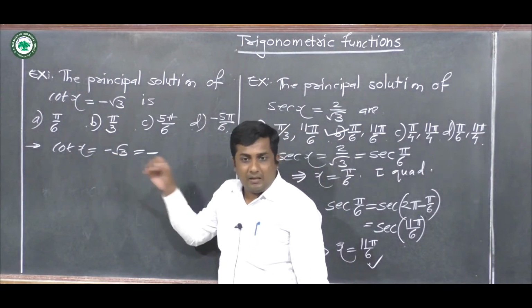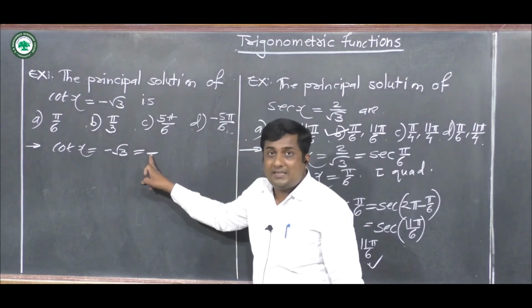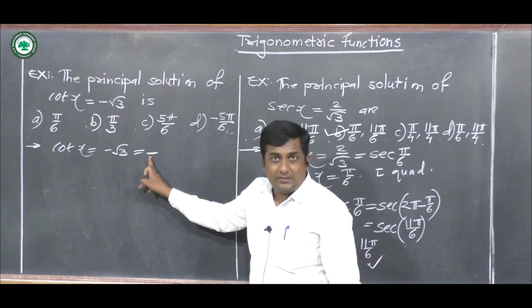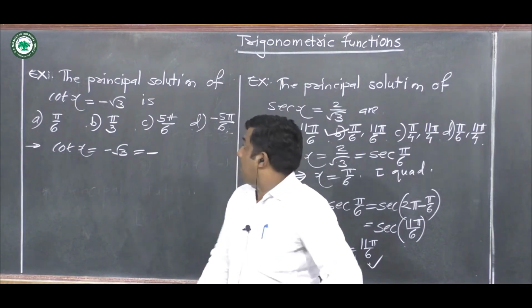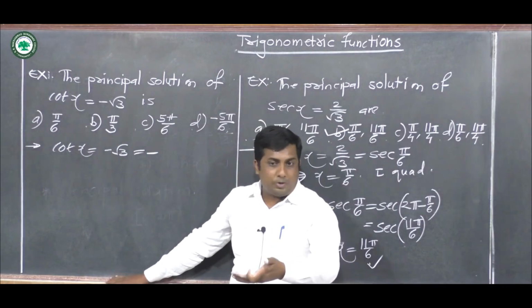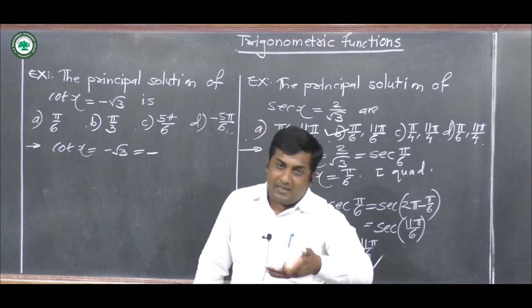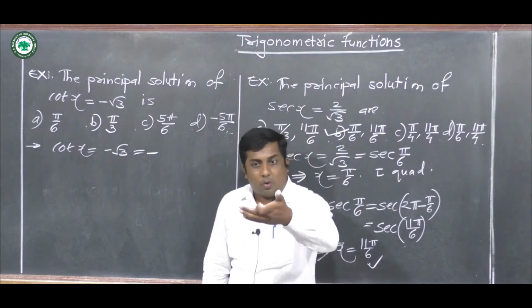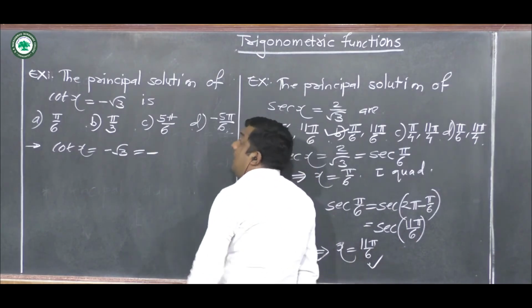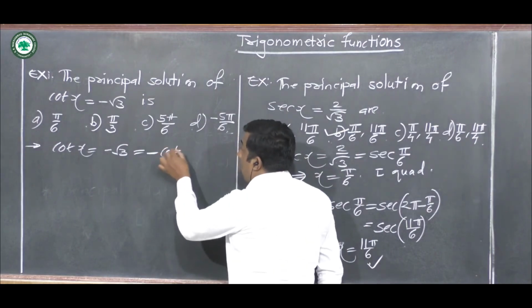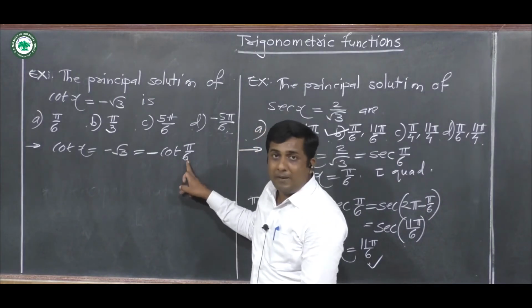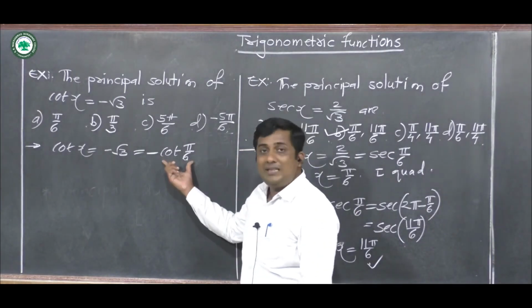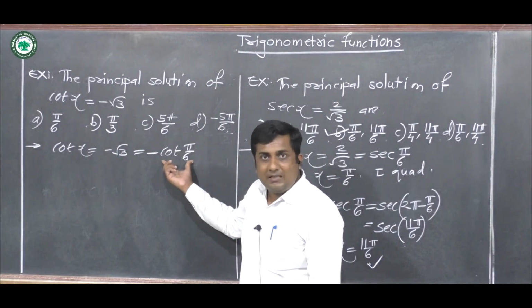For which angle? Okay, so cot pi by 6 is root 3. Cot means cos upon sine. The value for cos pi by 6 is root 3 upon 2 and the value for sine pi by 6 is 1 upon 2. So cos x upon sine x is root 3. So here, minus cot pi by 6. Here cot x is equal to minus cot pi by 6. Okay, so by using this point, we find the principal solution.